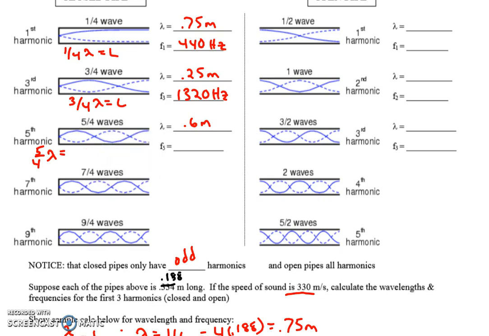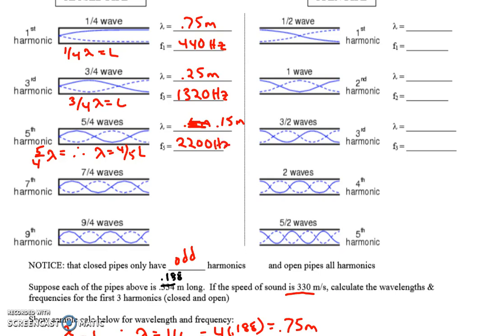So therefore, we have lambda is 4/5 L. In other words, it's going to be 1/5 the original wavelength, which is 0.15 meters. And it will be 5 times this frequency, which would be 2200 hertz. All right, I'll leave it to you to try to do the other harmonics.